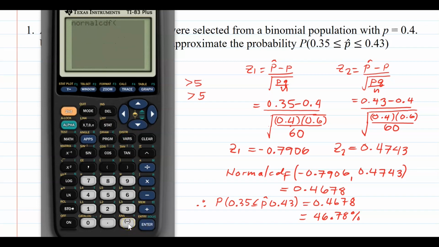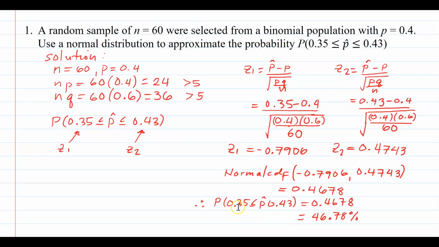press enter, and then type in the value negative 0.7906, comma, and then we have 0.4743 and close it with the parentheses and press enter, and we have the area under the normal curve from Z1 negative 0.7906 up to Z2 0.4743, and the area is 0.4678. Therefore, the probability that p hat is between 0.35 to 0.43 is 0.4678, or in percent form, 46.78%.